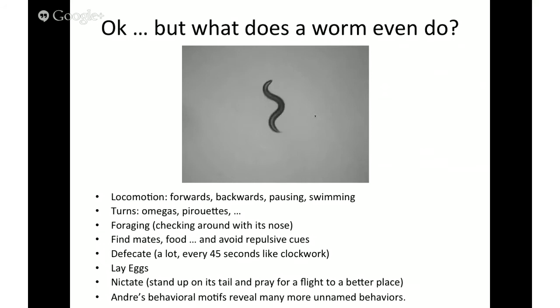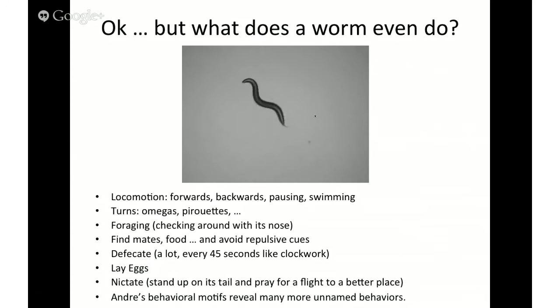Among the things that they tend to do, you can see its head poking around, sensing its environment, and that's called foraging. They move around. They do these turns. They look for mates and food, and they avoid repulsive cues. They defecate a lot. Every 45 seconds, like clockwork, these worms will defecate if they're on food. This one happens to not be on food, so you won't see any defecation here. They lay eggs. They nictate under certain conditions, so if things go wrong, they'll stand up on their tail, and they pray for a flight to a better place.